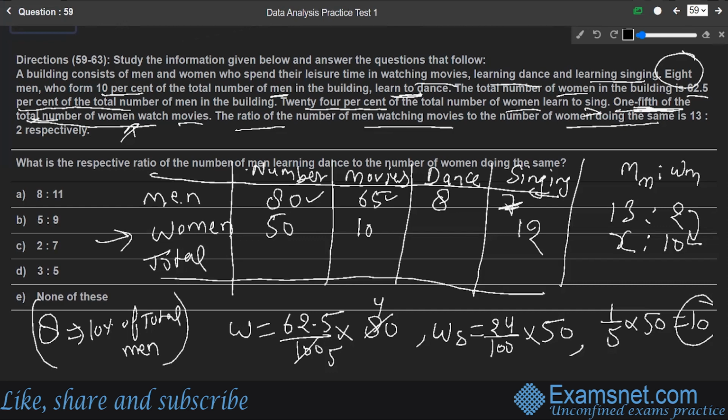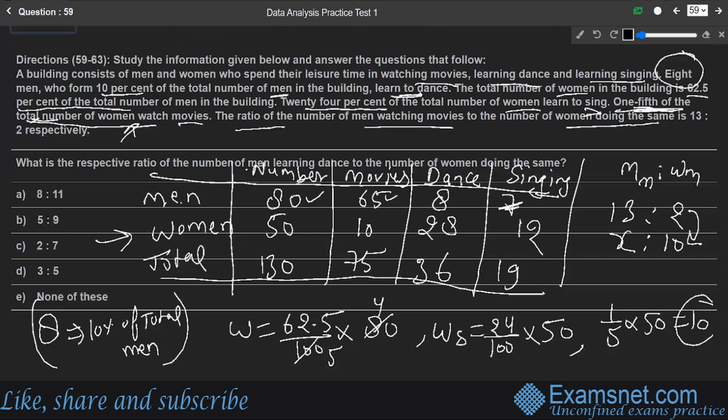In the row of women, 50 women are there, 10 watching movies, 12 going for singing, 10 plus 12 is 22. So how many would be going for dance? 50 minus 22, that is 28 would be going for dance. And then we can do the simple totals. 80 plus 50 is 130, 65 plus 10 is 75, 8 plus 28 is 36, 12 plus 7 is 19, and this is the chart that is completed for us.